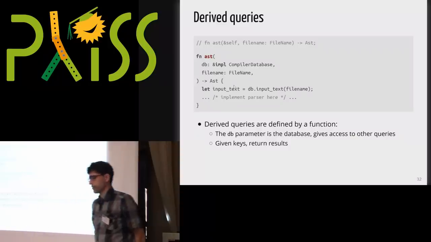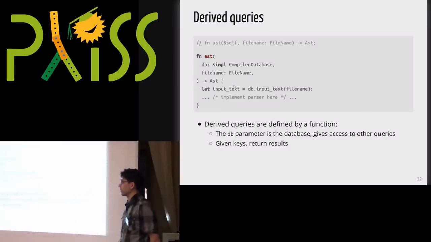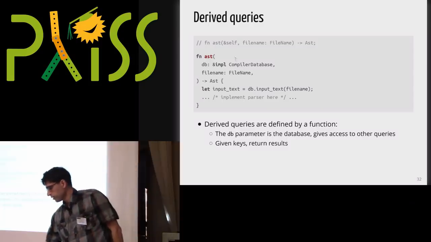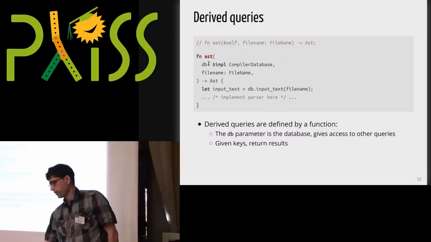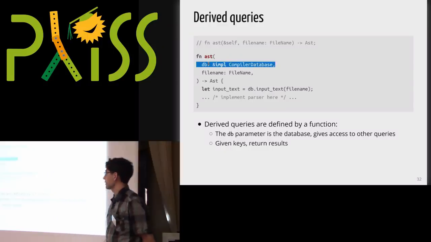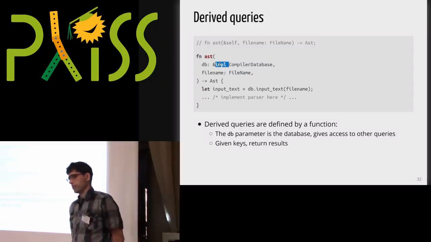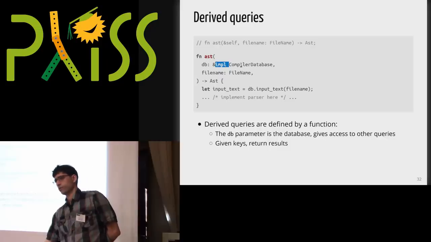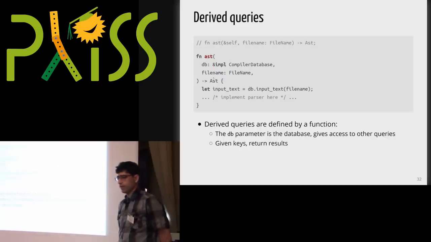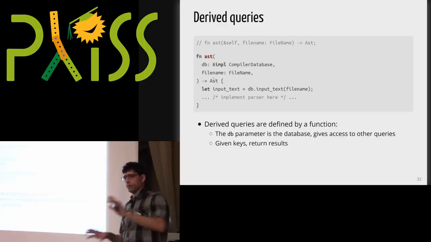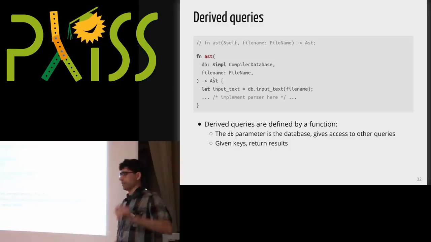The derived queries are a little bit different. So for each one, you basically give a function. And this function takes the first argument, which is always the database. And let me explain that notation. So this is a Rust notation. What it means is some type that implements this trait or interface. All right, so basically, you don't know the type. This function only gets to work with the methods and things that were exposed in that interface. That's all it has access to.